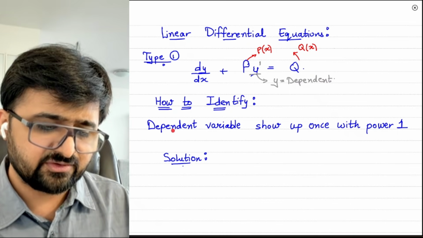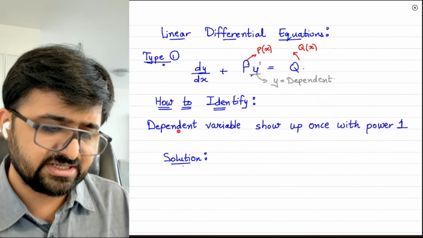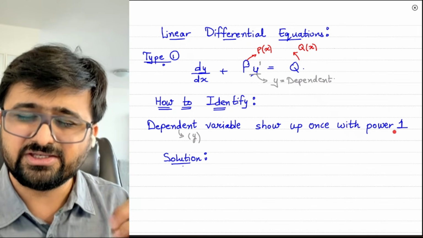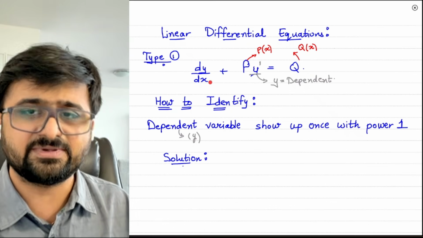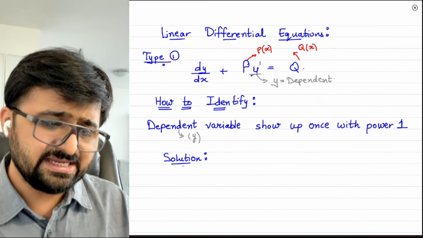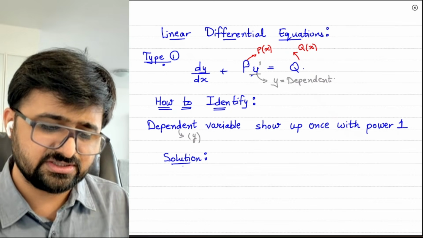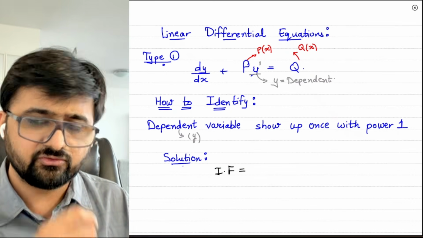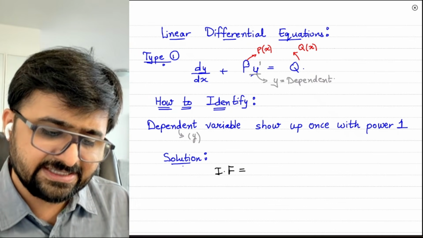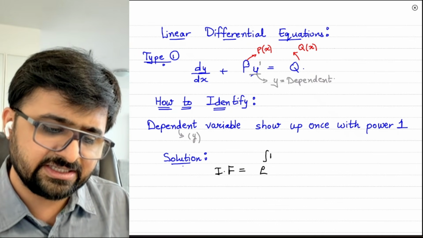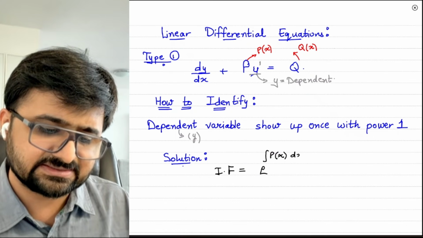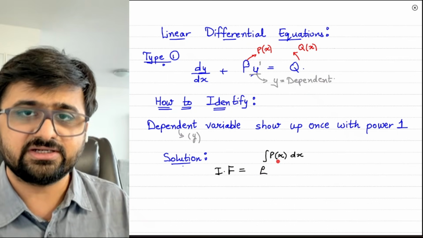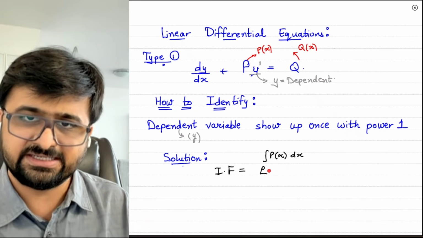So that's why you immediately know that it's of the type dy/dx + Py = Q. Remember, the dependent variable, which in this case is y, is showing up only once, and that too with power 1. In this situation, in order to find the solution, you first find something called the integrating factor. Integrating factor is given by e to the power integration of P(x) dx. That's how you find the integrating factor.